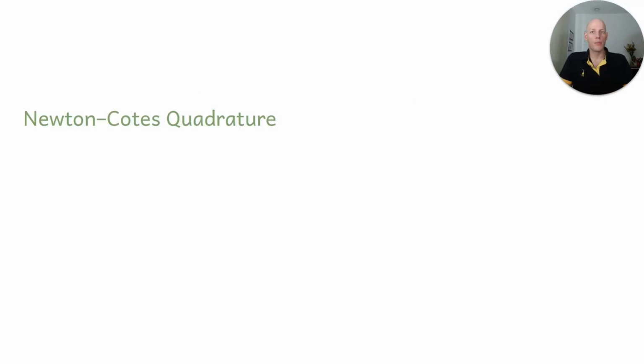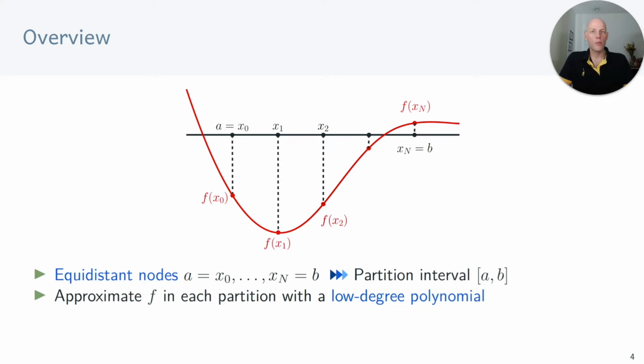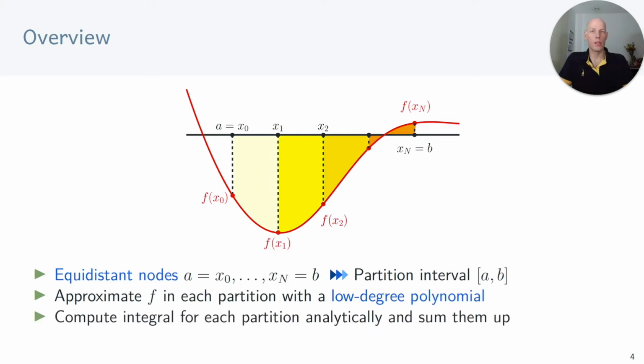Let's get started with Newton Cotes quadrature. Here we assume equidistant nodes x_0 to x_n that partition the interval [a, b]. We then approximate f using a low-degree polynomial. We compute the integral for each partition analytically and sum them up to get the value of the integral between a and b. Let's have a look at two examples.